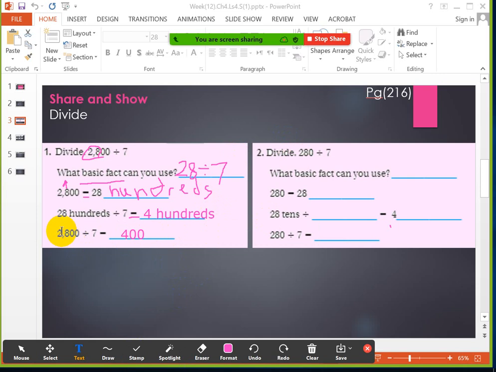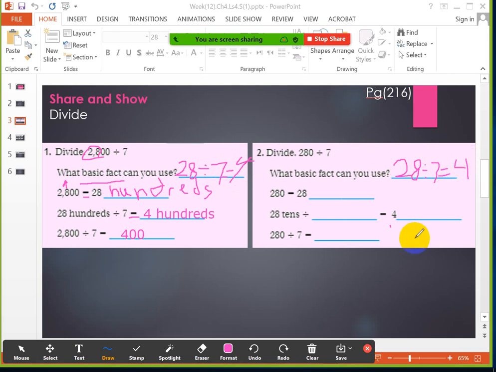Okay, girls? So I have to divide 28 by 7 and put 2 zeros next to the answer. This is the strategy. Now, what about the next one, number 2? I want to divide 280 by 7. The same basic fact. I will use the same basic fact. That means I will take the 28 and divide it by 7. The answer will be what? The same answer as here. The answer will be 4.